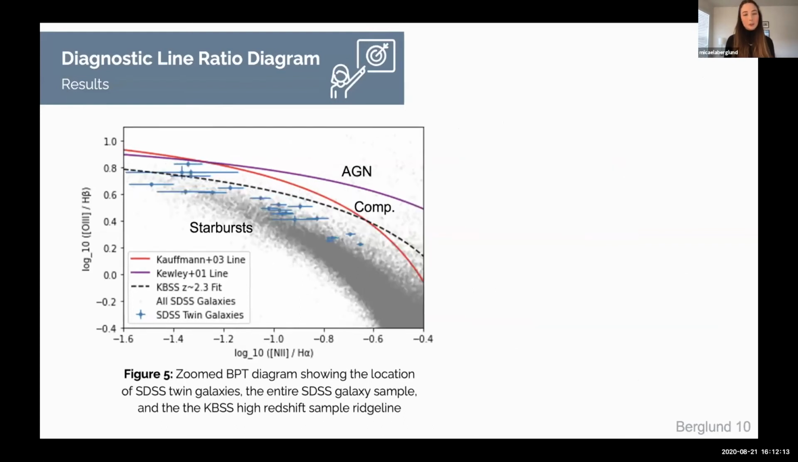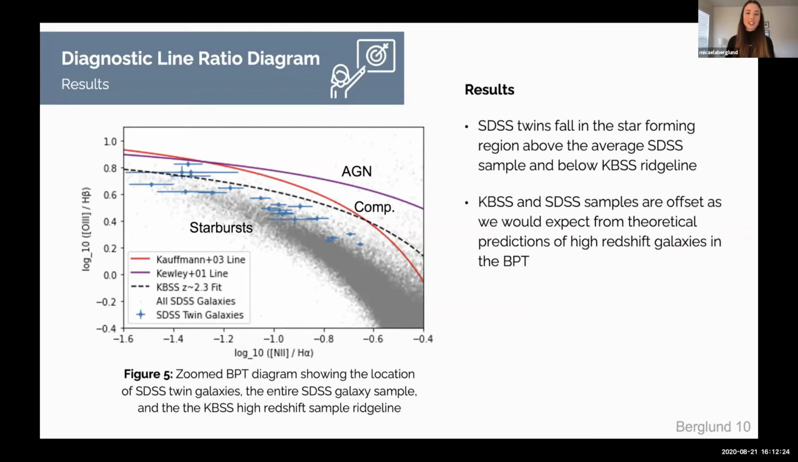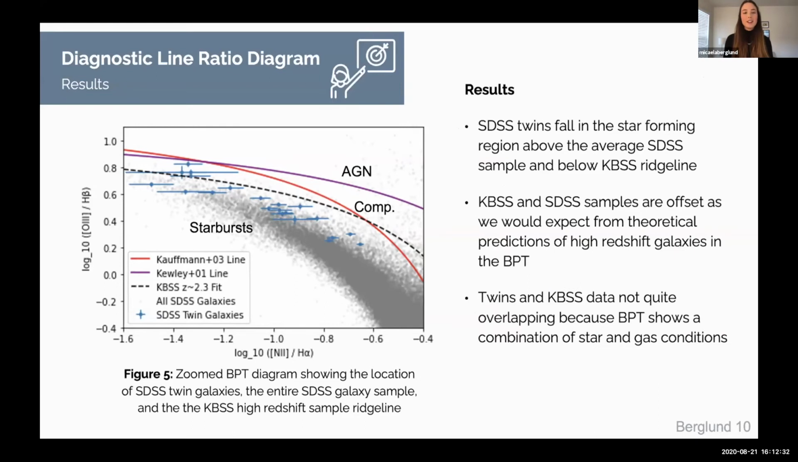And let's zoom in a little bit and take a closer look. The SDSS twins fall in the star-forming region above the average SDSS sample and below the KBSS ridgeline. The KBSS and SDSS samples are offset, as we would expect from theoretical predictions. And the twins and KBSS data aren't quite overlapping. And that's because the BPT diagram is showing us a combination of the effects of the stars and the gas.